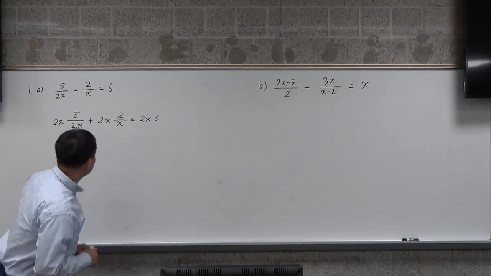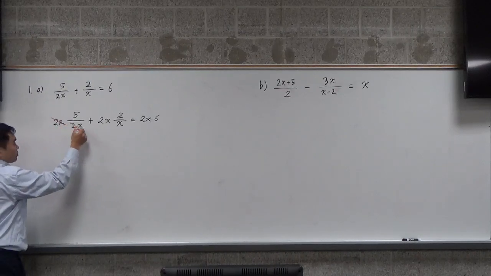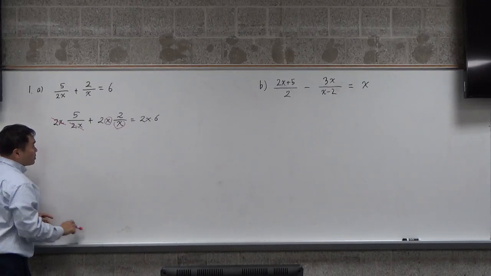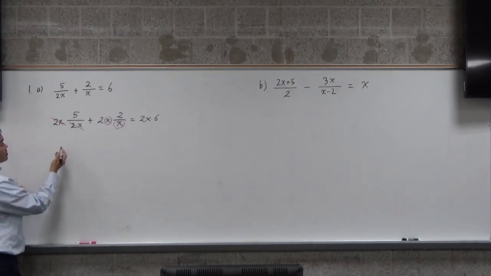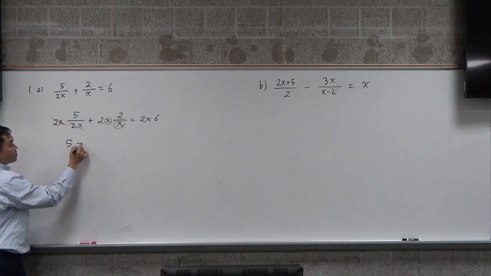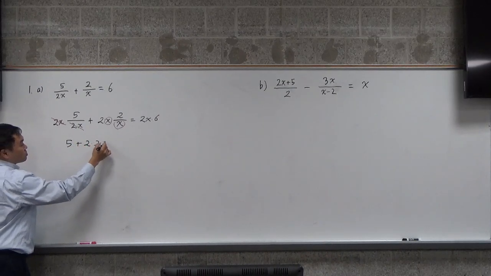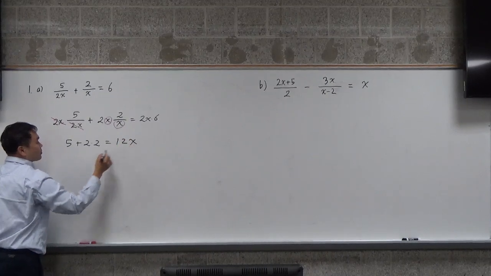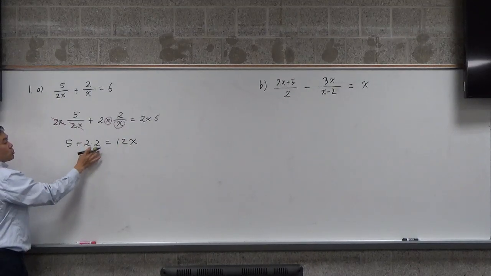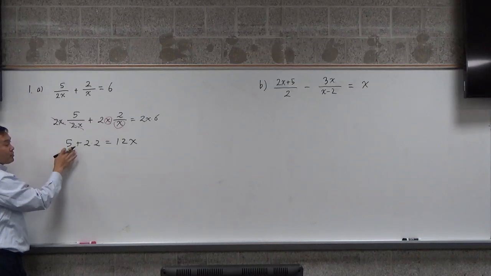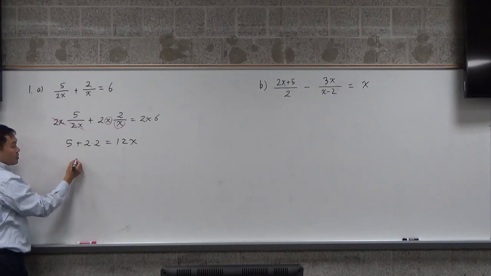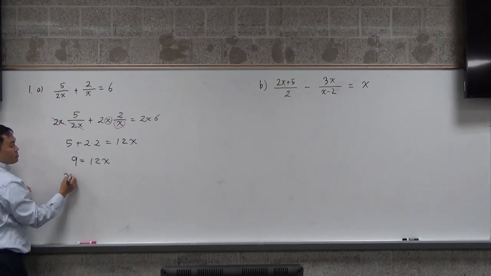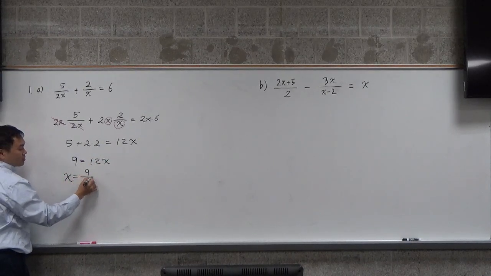So that 2x will cancel away, this x and this x will cancel away, and no more fractions. Great. You just have 5 plus 2 times 2 equals 2 times 6, which is 12x. And then since 2 times 2 is 4, and 4 plus 5 is 9, you have 9 equals 12x. And then you divide by 12, that's the answer.